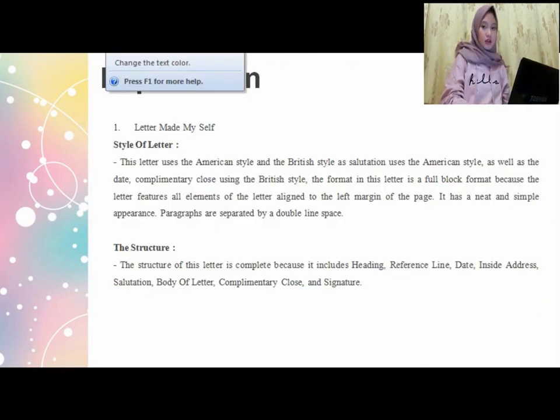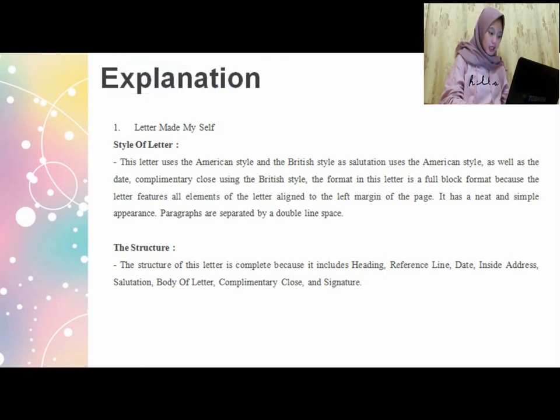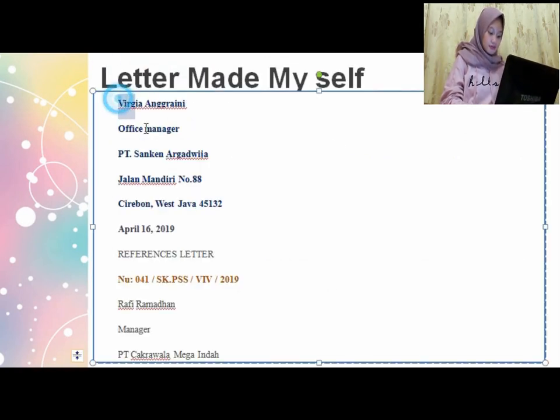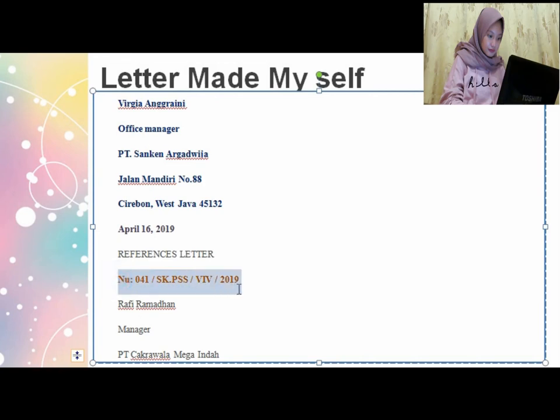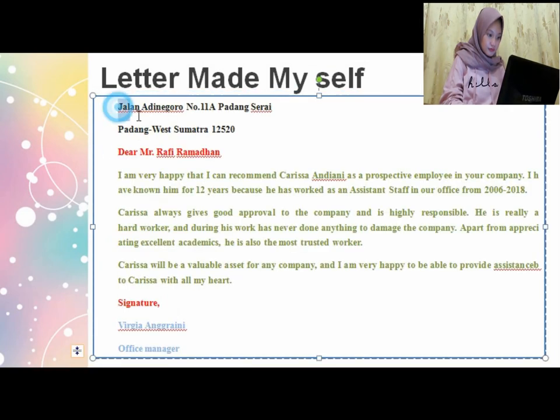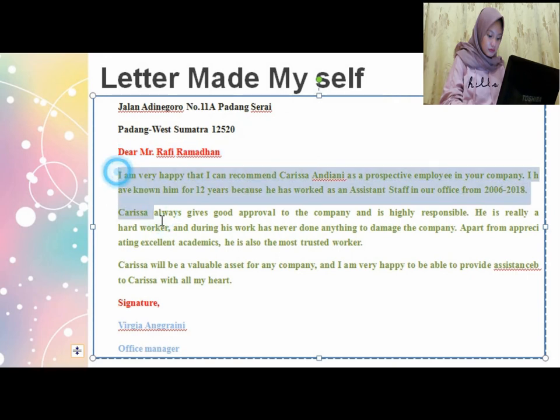Next, the structure. The structure of this letter is complete because it includes heading, reference line, date, inside address, salutation, body of letter, complementary clause, and signature.